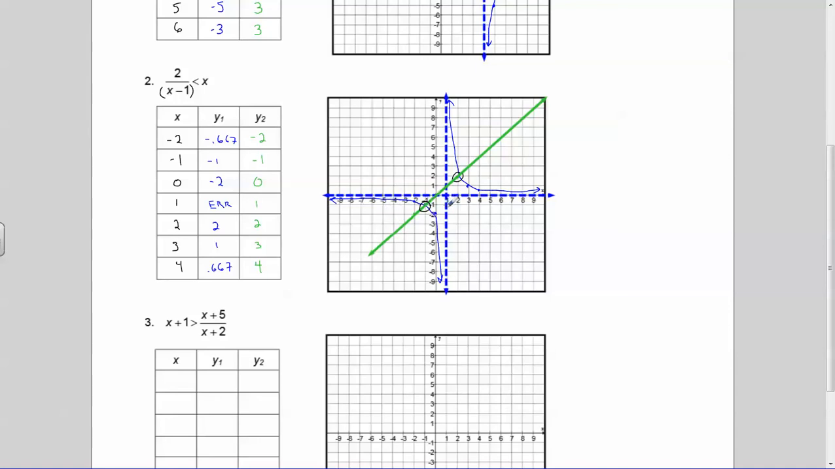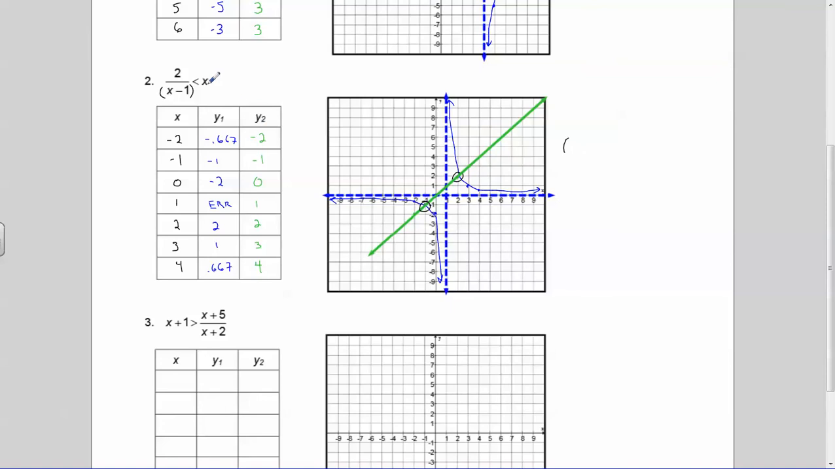But from negative 1 to 1, we have the blue function dropping below the green. From 1 to 2, the blue function is greater than the green. And from 2 to infinity, the blue function drops below again, so it's less than. So we can see that our intervals are going to be from negative 1 to 1 and from 2 to infinity.